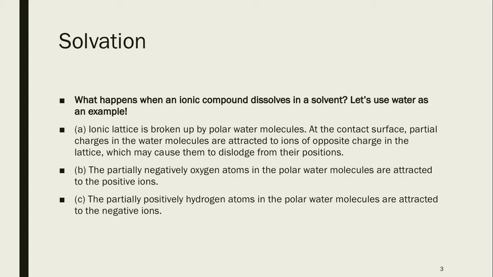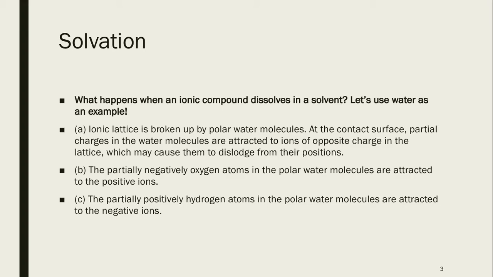There's going to be a picture on the next slide where you're going to be able to see all of these individual components. In letter A, you'll see that the ionic lattice is broken up by polar water molecules. At the contact surface, partial charges in the water molecules are attracted to ions of opposite charge in the lattice, which may cause them to dislodge from their positions. In B, you'll see the partially negative oxygen atoms in the polar water molecules are attracted to the positive ions, and in letter C, the partially positive hydrogen atoms are attracted to the negative ions.